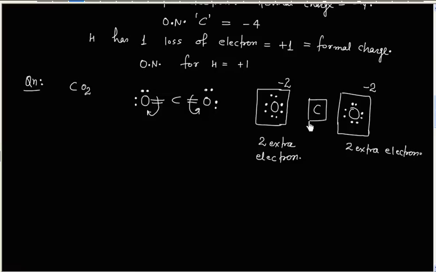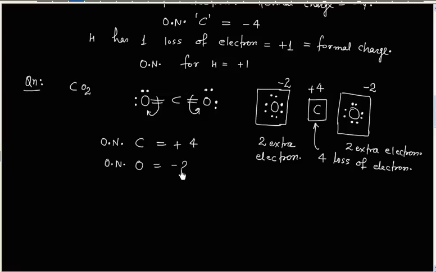And for carbon we have a loss of 4 electrons, because a neutral carbon atom has 4 electrons and right now we have none of the electrons. So it will have plus 4 formal charge. So the oxidation number of carbon is plus 4 and the oxidation number of oxygen is minus 2. One important point: the sum of all the oxidation numbers is 0. That is minus 2, minus 2 and plus 4, which equals 0.